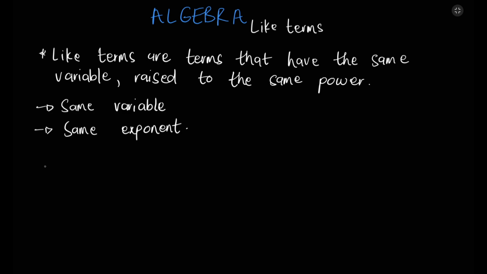Now let's try a few examples. Let's do 4x plus 2x. Let's check, do we have like terms? Do you have the same variable? We have x and x. Do you have the same exponent? We have to the power 1 and to the power 1. So we do have like terms. How do we calculate this? We will say 4 plus 2, which is 6. We then write our variable.